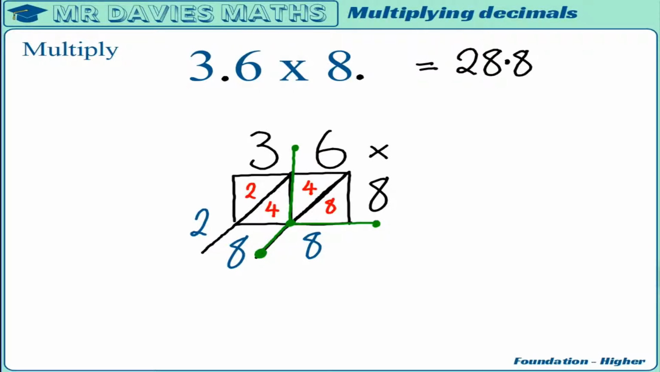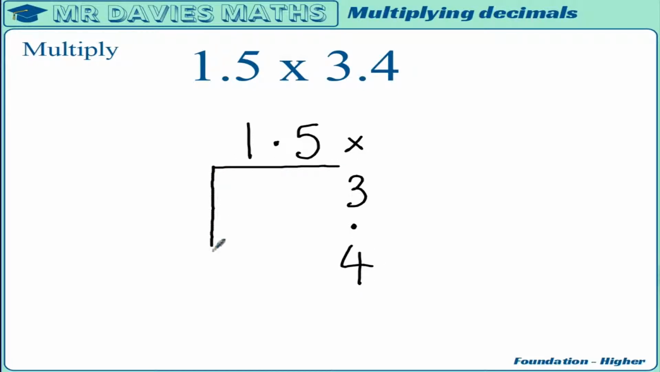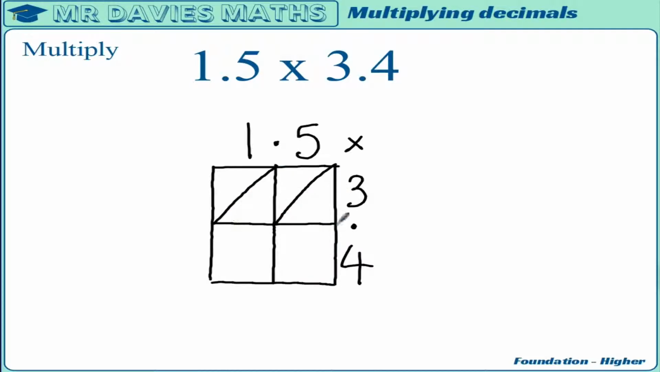Let's try another one. Okay, so this time they've already both got decimal points visible, so I'm ready to go. I've got 1.5 multiplied by 3.4. Okay, so here is my grid, nice and big. Remember, the neater this is, the easier it will be to do, so make sure it's nice and neat. Top right, bottom left, and again, just extend these out a little bit, you don't have to go too far, so we can put our answers in those sections. Right, we're ready to go.